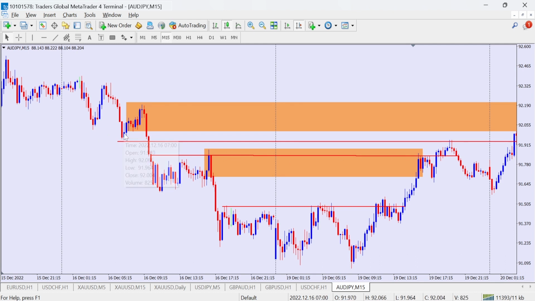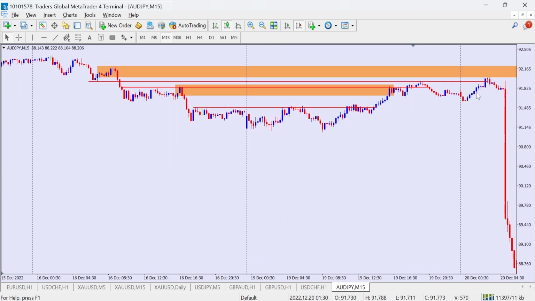We have a support and resistance right here. The price came and took our entry and goes down 400 pips.